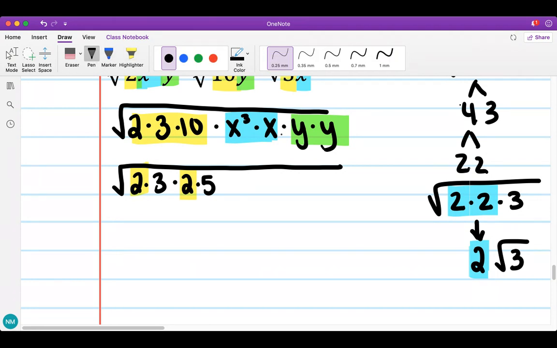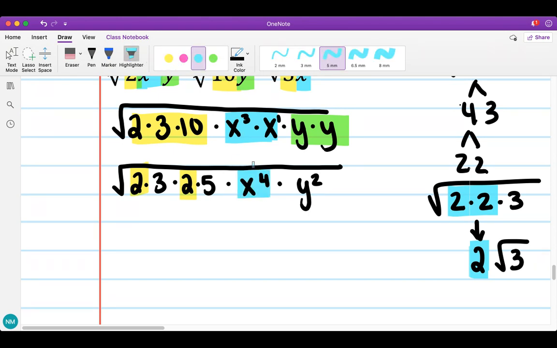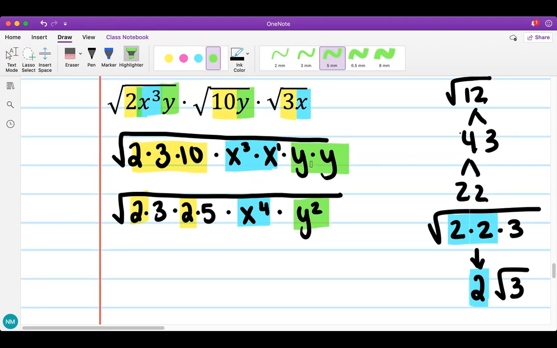Then this x cubed and x becomes x to the 4th, right? 3 plus 1 is 4. And then y times y is y squared. So just so we see the patterns here, I'm just combining all of this into one big radical. Now what I could have done is multiplied these to get 60, and then simplified root 60. Totally valid. But you're going to have to break it down anyway, especially if you use the prime factorization. So I figured keeping it factored is probably going to be easier in the long run.